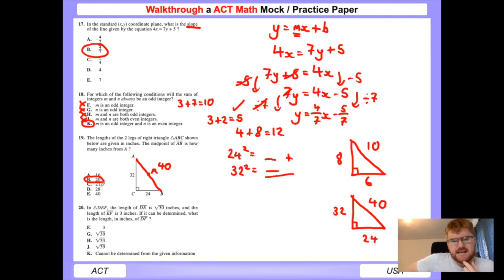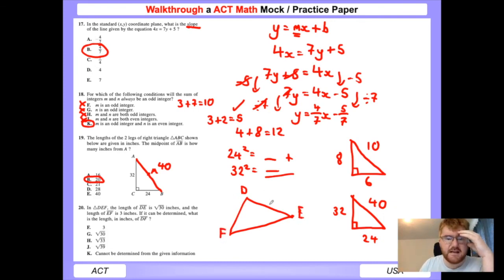And question 20, in DEF, the length of DE is root 30 inches, length of EF is 3 inches. If it can be determined, what is the length in inches of DF? Now, the way about going these questions is to draw a diagram. Now, we're not told it's a right angle triangle, so we can't assume that. So I'm going to draw a scalene triangle, kind of a random triangle. Again, it's not going to be to scale, but I'm just going to label this up DEF in some way. The length of DE is root 30, so this has to be root 30. The length of EF is 3. Okay, definitely not to scale. If it can be determined, what is the length in inches of DF?